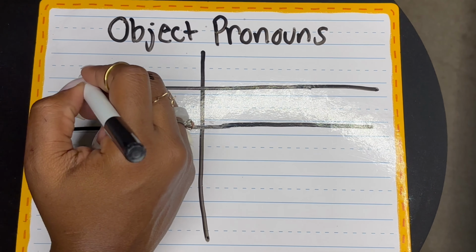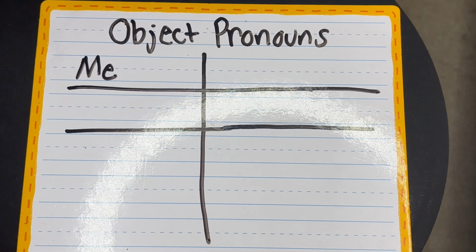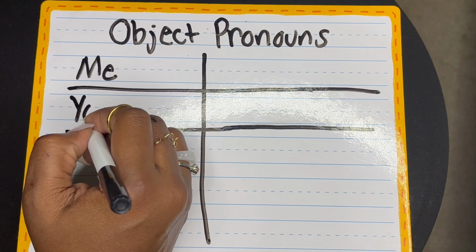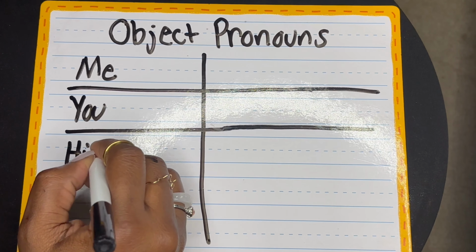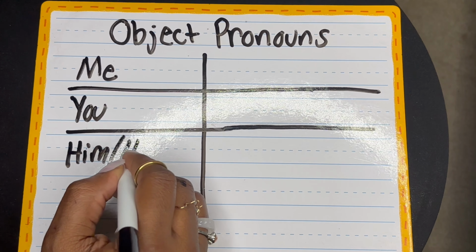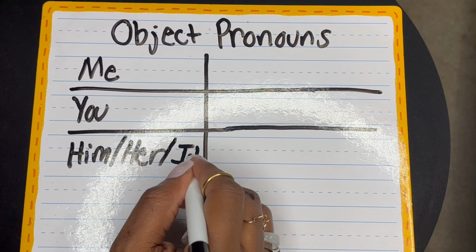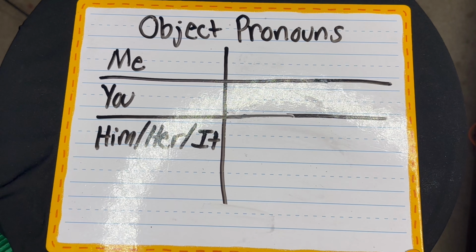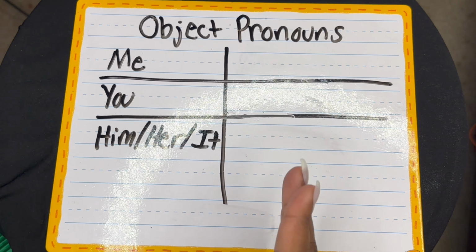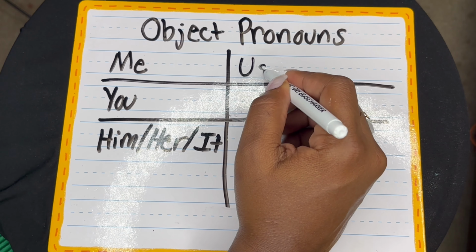So the first one is me. Next one is you. Then we have him / her / it. All right, these are all singular. Now on this side, we have our plural object pronouns. So in English, we have us.